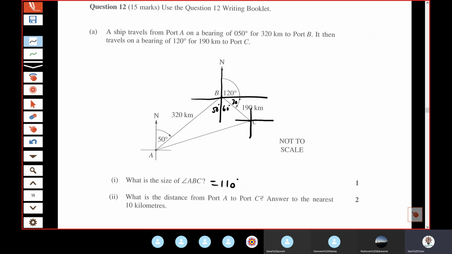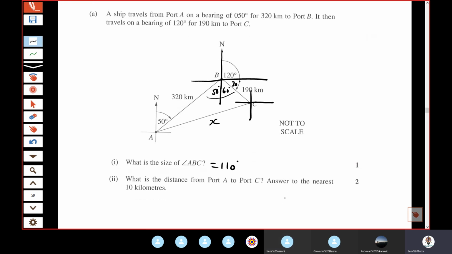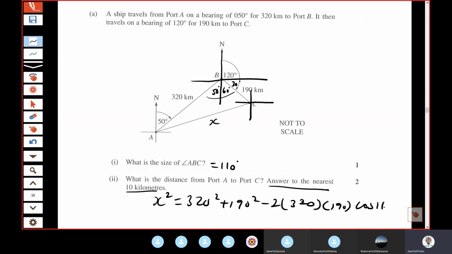What is the distance from port A to port C? What is that distance, x? Well, that's going to be what rule? That's going to be the cosine rule. And the part where students usually lose the mark is the answer to the nearest 10 kilometers. Make sure you get that bit. x squared equals ... cos 110. And don't forget to square root it, of course, to find x.